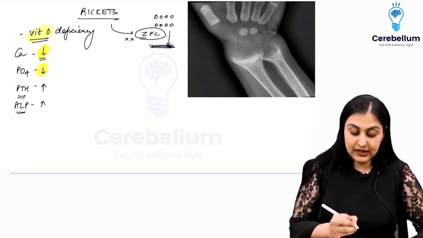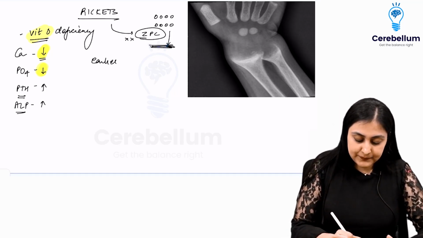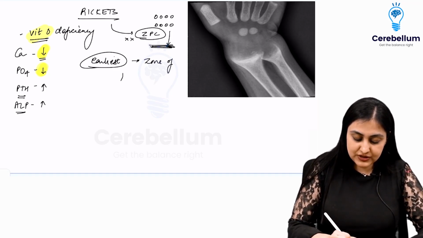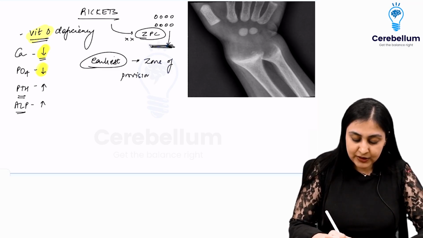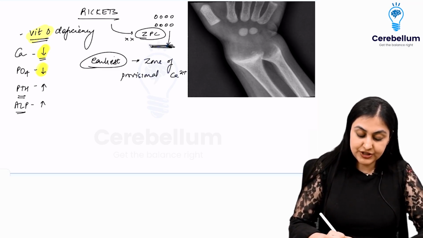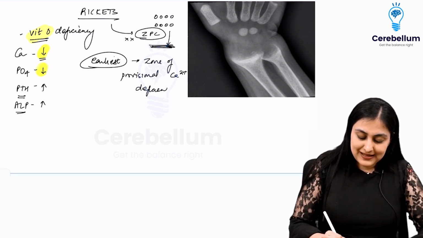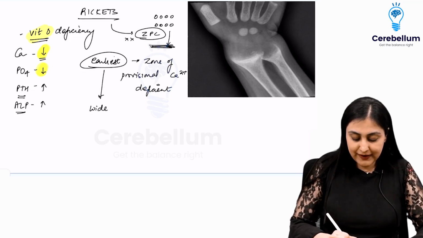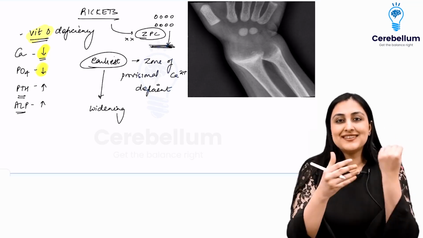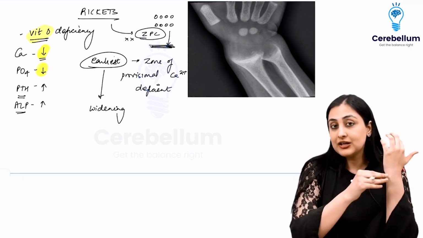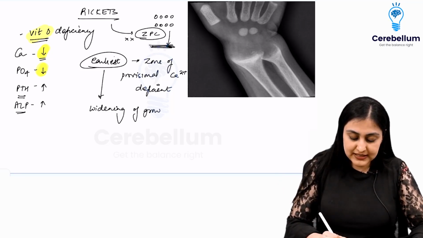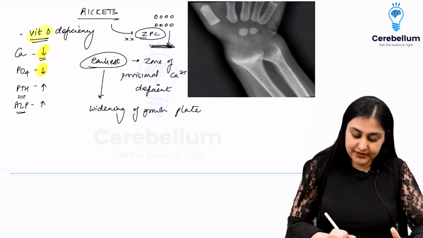So can I say that in rickets, the zone of provisional calcification is the one which is not working? Yeah. So the earliest sign of rickets is the fact that the zone of provisional calcification in the growth plate is deficient. Correct? And how it presents radiologically or clinically is the widening of the growth plate. If you see the wrist of a child with rickets, you're going to have the growth plate getting widened. So widening of growth plate is the earliest sign of rickets.